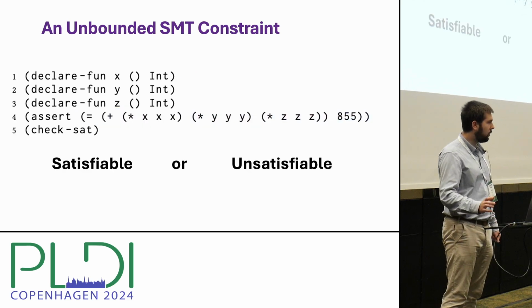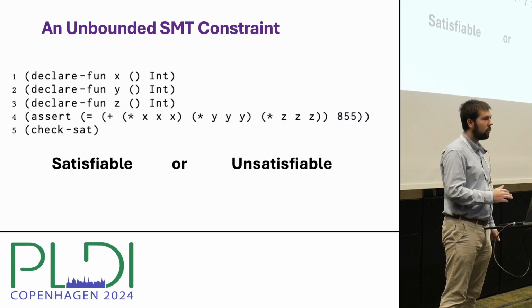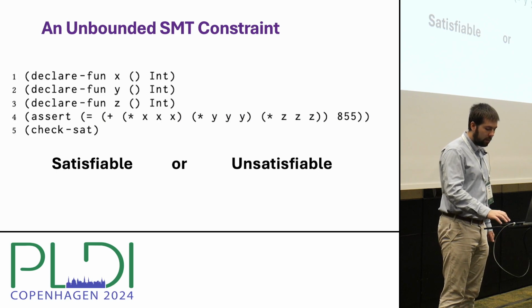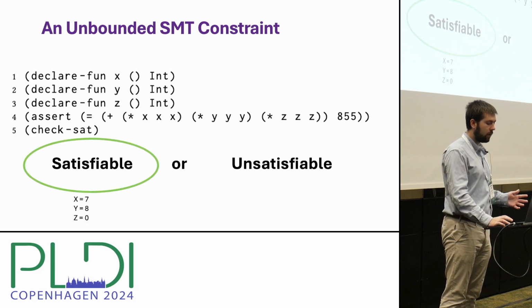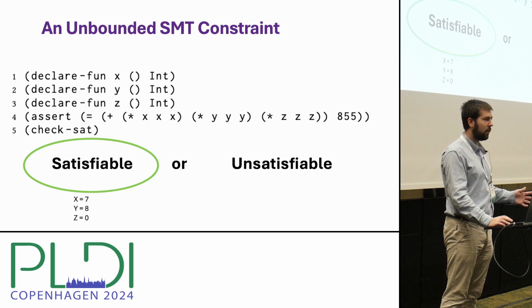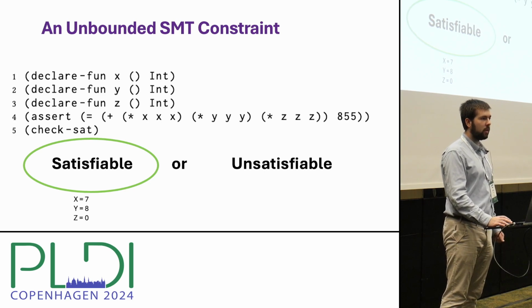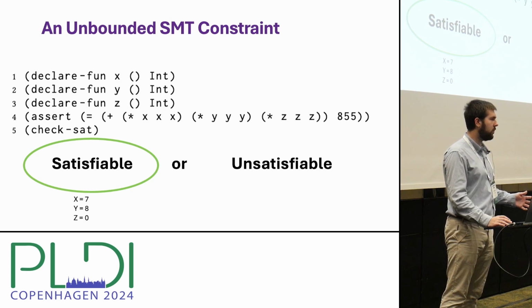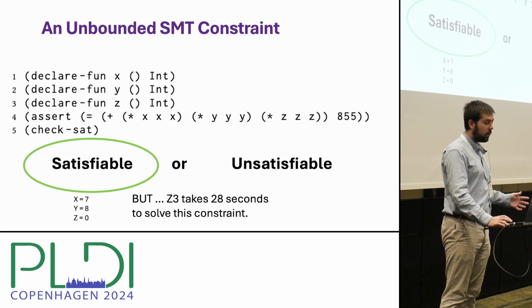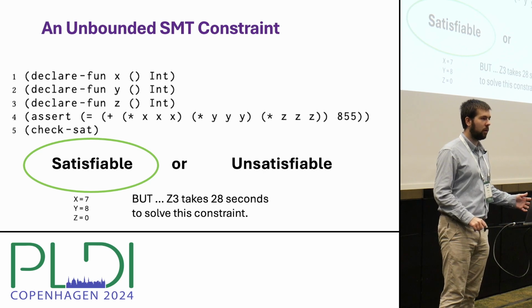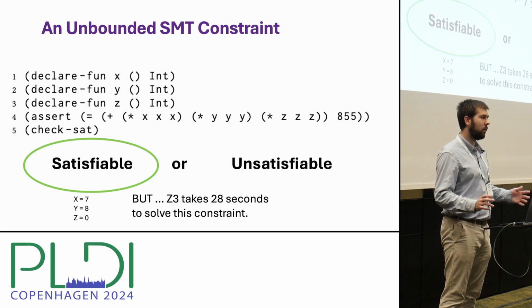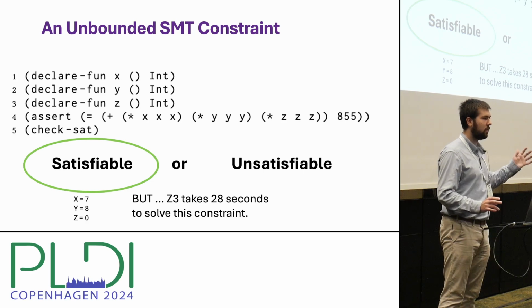We could ask whether this constraint is satisfiable or unsatisfiable. And with a little bit of reasoning, we could figure out that it's satisfiable. One possible satisfying assignment is x is 7, y is 8, z is 0. But the problem is that, let's take Z3, which is one of the most common SMT solvers. Z3 takes 28 seconds to solve this constraint, which is a very long time, especially if you have to solve thousands of these constraints in a row.